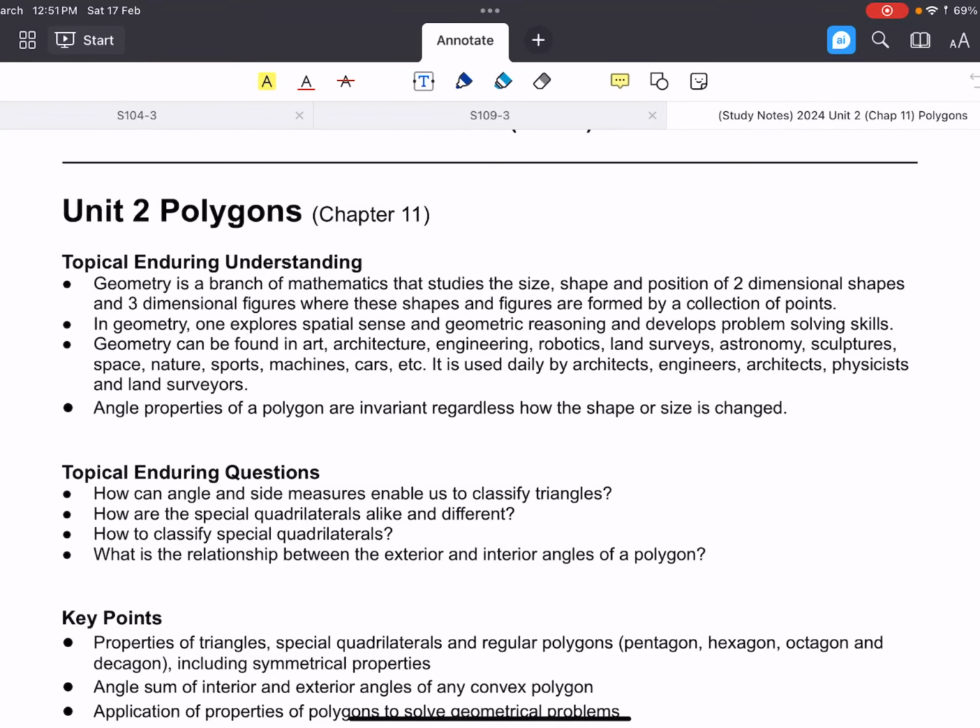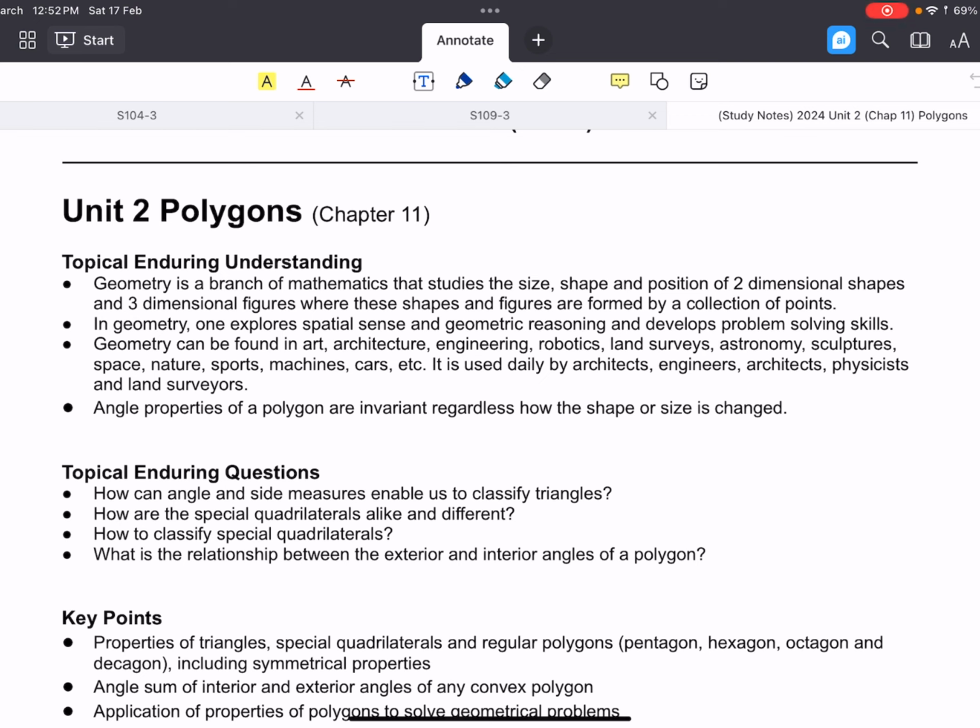Hello students. So let us begin this video lesson on the chapter on polygons. Just a quick note, this is actually chapter 11 in your textbook, which means it's in the B book. So if you want to refer to your textbook as you are revising, you will probably need the B book. I hope you have them with you.